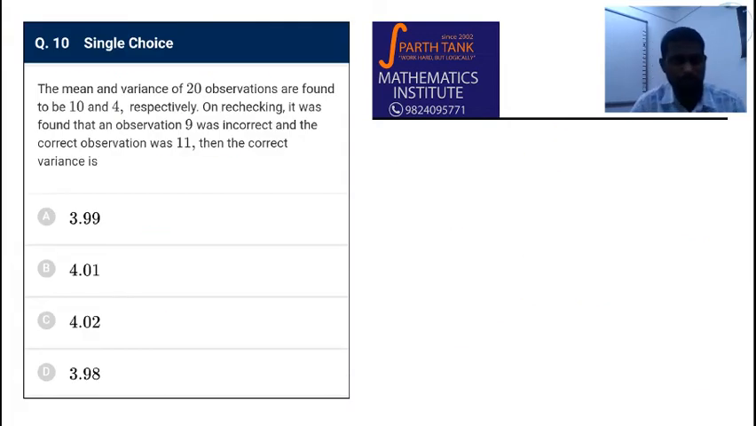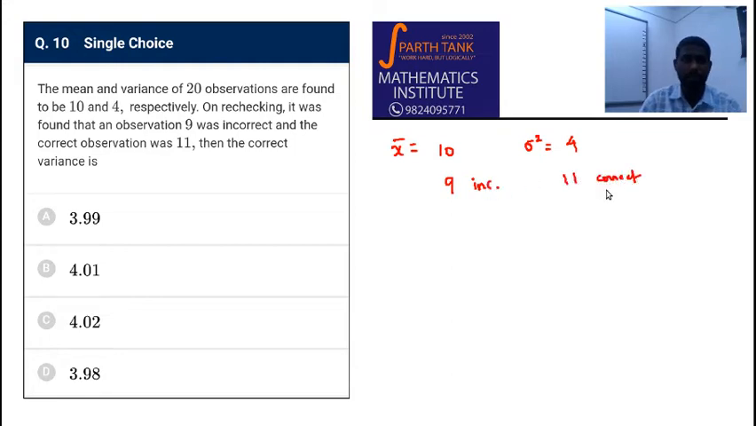Moving on to question 10. The mean and variance of 20 observations are found to be 10 and 4 respectively. So the mean is 10, variance is 4. On rechecking, it was found that an observation 9 was incorrect, 11 is correct. So then the correct variance is how much?